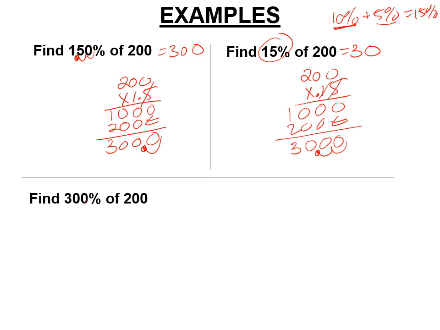300% is literally just 200 times 3. No decimal point, it's just 600.